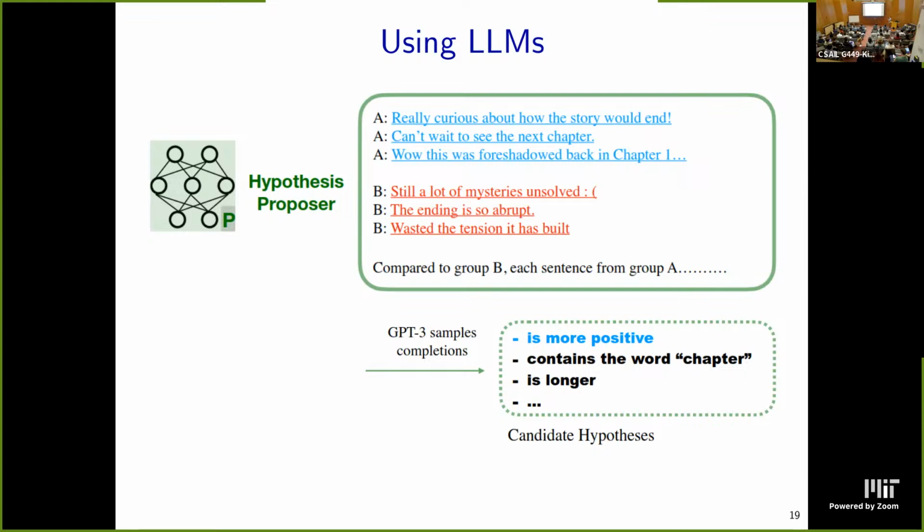Some sample completions here are: is more positive, contains the word chapter, is longer. Is more positive is the true thing. Contains the word chapter is true of actually 2/3 of A just by chance, so that's why it's coming out here. And is longer ends up being true, but maybe isn't what we cared about. So you get these, and then we want some way of figuring out which of these are true. Because now you do have hallucinations, or okay, this isn't really a hallucination, but at least you're going to get some things that aren't right. So how can we test which of these really are right?